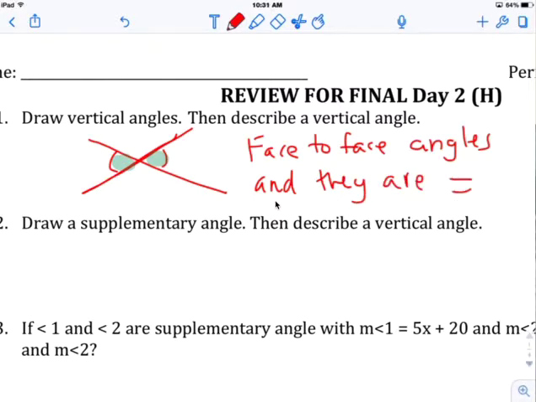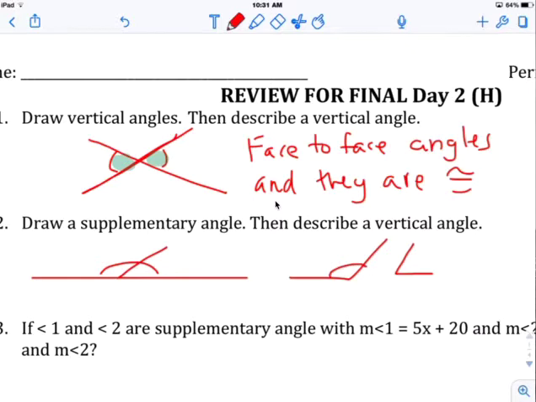Let's use the congruent sign. Supplementary angles. Draw a supplementary angle. Basically it makes 180. It could be like this too. It doesn't have to be attached, as long as it makes 180 degrees.